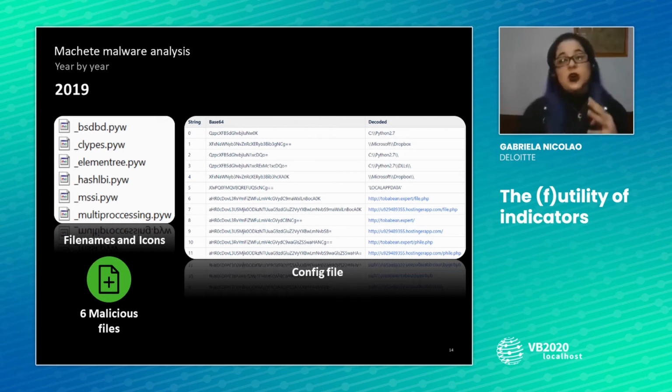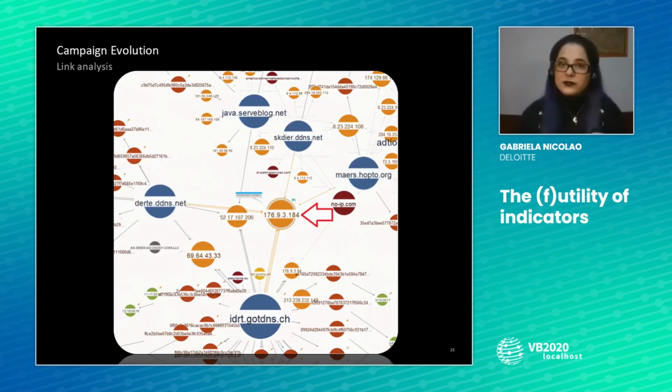This campaign uses only one configuration file that contains several strings encoded in base64. And you can see the decoded version of them in the slide. This was an overview of all the features and changes Machete did over time. Now, some details about their infrastructure.